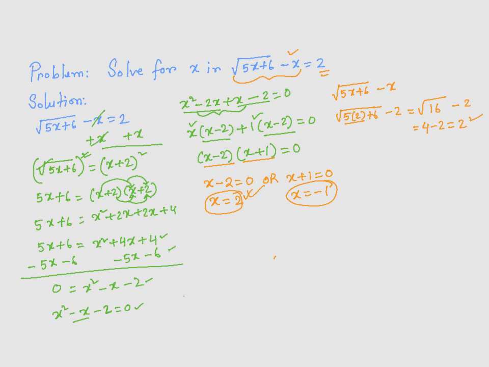Now let's try the other one. Square root of 5x plus 6 minus x is equal to square root of 5 times negative 1 plus 6 minus negative 1, which is going to be square root of negative 5 plus 6 plus 1, because negative and negative is going to make it positive. So negative 5 plus 6 is 1, so square root of 1 plus 1. By the way, square root of 1 is 1, plus 1 is equal to 2. Exactly what we've got here on the right-hand side too. So this does in fact satisfy this equation as well.